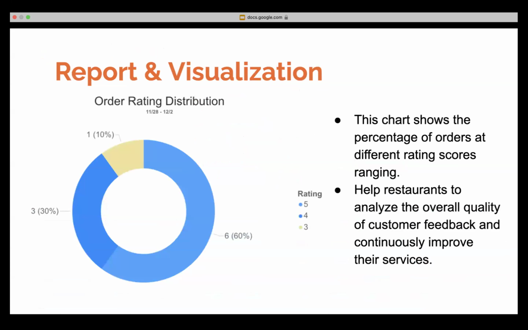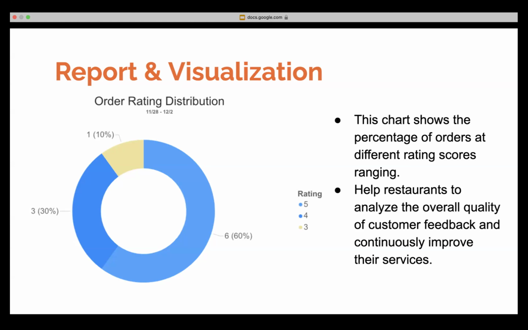We use Power BI to help with the visual report. This first figure shows the percentage of orders at different rating scores with a fan chart. It helps to analyze the overall quality of customer feedback. From the data presented in the chart for the past few days, we can see that the highest rating occupies a larger portion. This reflects that most customers are satisfied with the services and product of the restaurant.